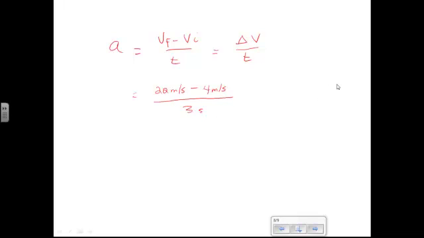Alright, so we start off by writing the formula here. Acceleration is final velocity minus initial velocity over time, which is the same as saying change in velocity over time. Alright, so our final velocity was 22 meters per second. Our initial was 4 meters per second. That's what it started at and what it ended at after 3 seconds of travel time. So our change in velocity is just 22 minus 4. It's 18 meters per second over 3 seconds.